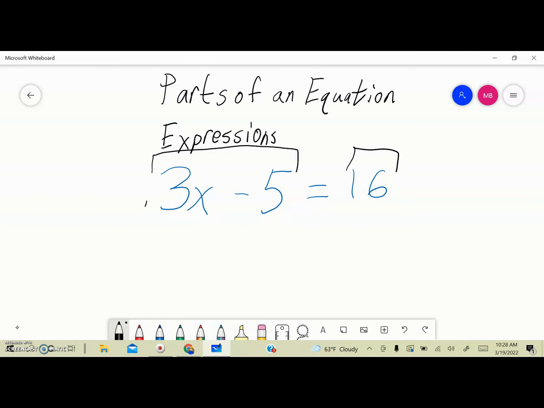Then, with the equal sign, I have this one longer mathematical sentence that says it is an equation. An equation contains the equal sign, an expression does not. So that has been the different parts of algebraic equations.